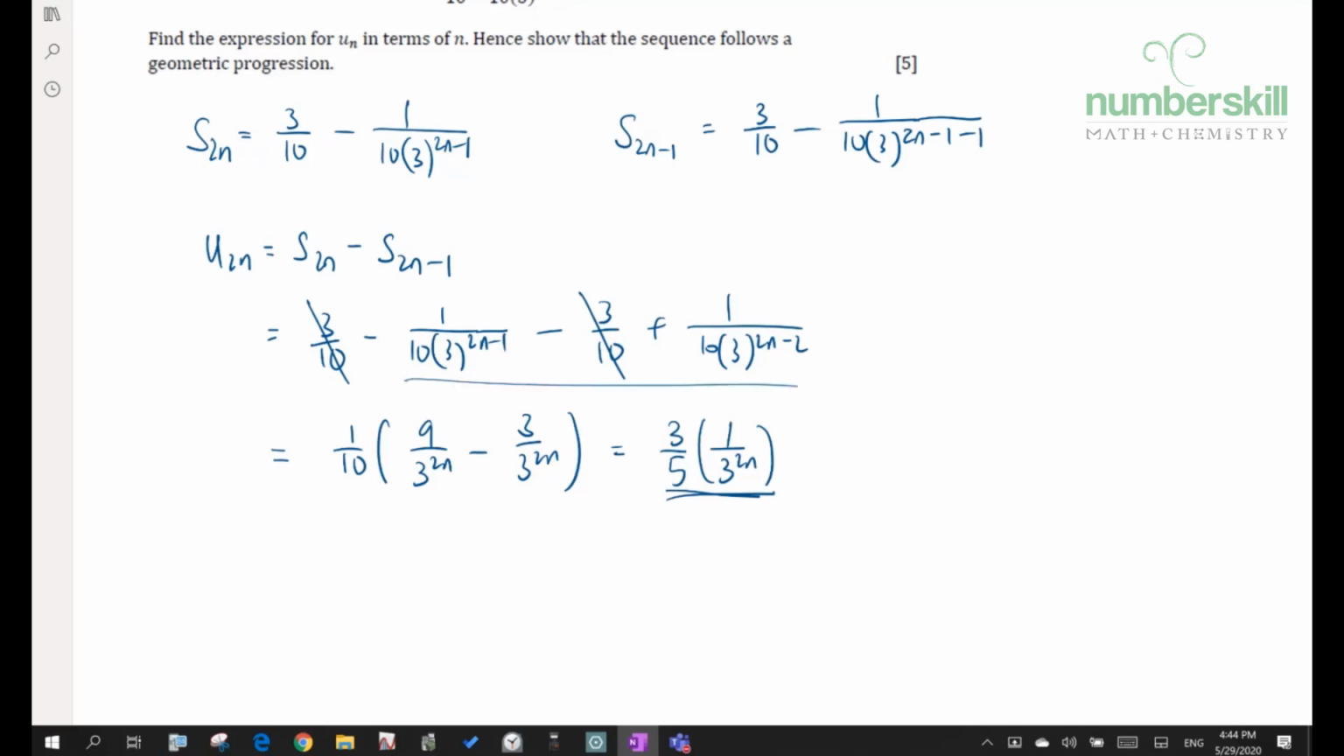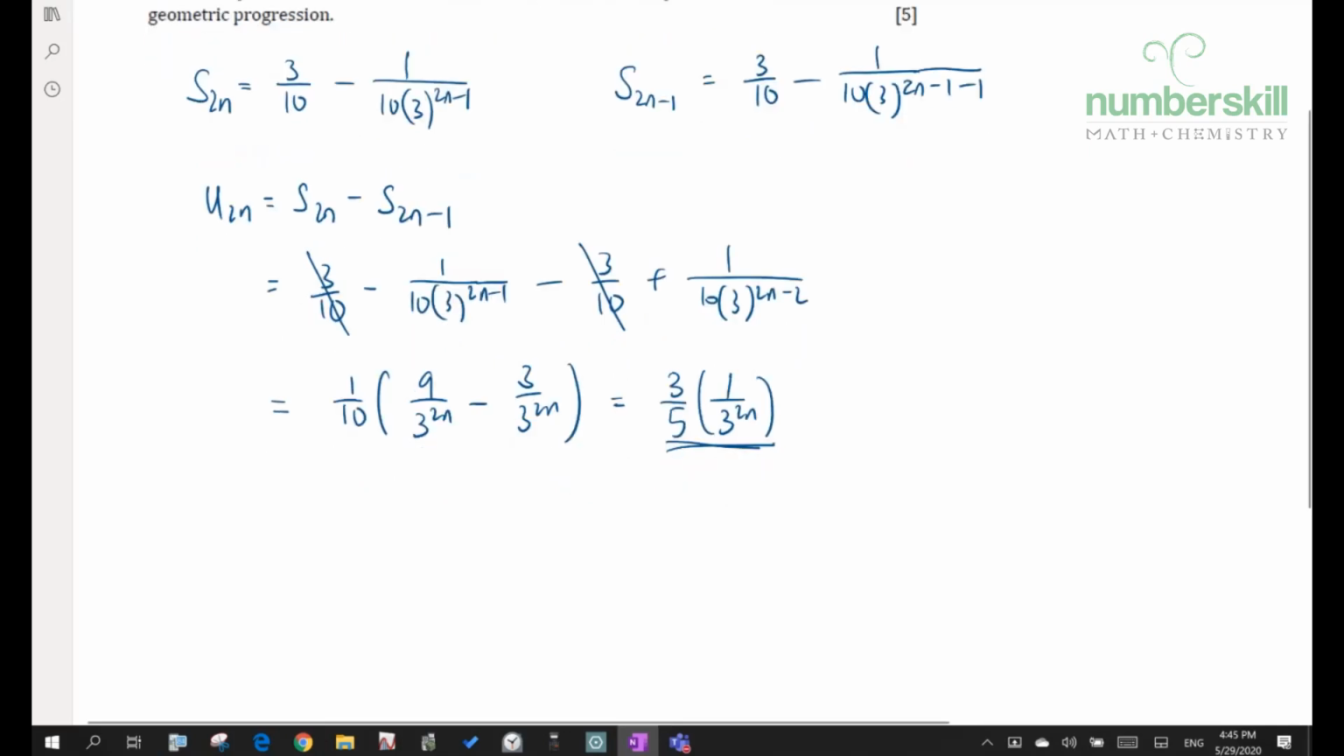Try not to leave it like that. Why? Because the idea is you need to show that it is a GP later. So you're just kicking the can down the road. Because if you don't simplify now, later you got a bigger problem, right? Okay, so you simplify now, then later on you have a lesser issue. Okay, so I would say that you should face the issue head on rather than kick a can down the road. Anyway, this is u of 2n.